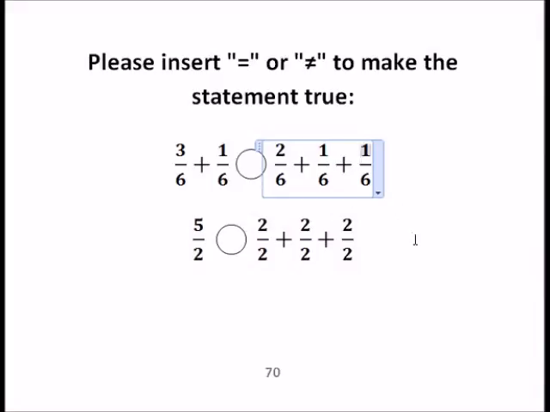So you have examples like this in the blue booklet. You have to determine, insert equal or not equal to make the statement true. The first one is true because 4/6 is here and 4/6 is here. The second one is not true because 5 halves is not equal to 6 halves.